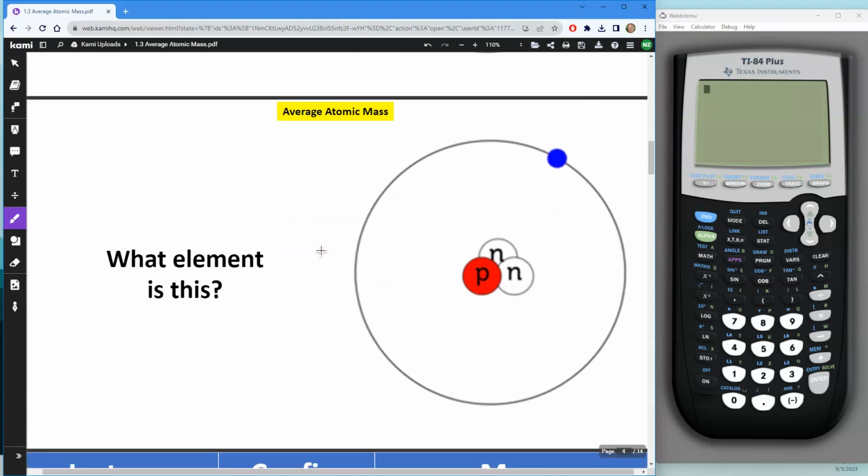All right, well, what about this element? One proton, two neutrons, one electron. It still only has one proton, so this is still hydrogen. These are called isotopes. They're all hydrogen, but they have a different number of neutrons, so that makes them isotopes.